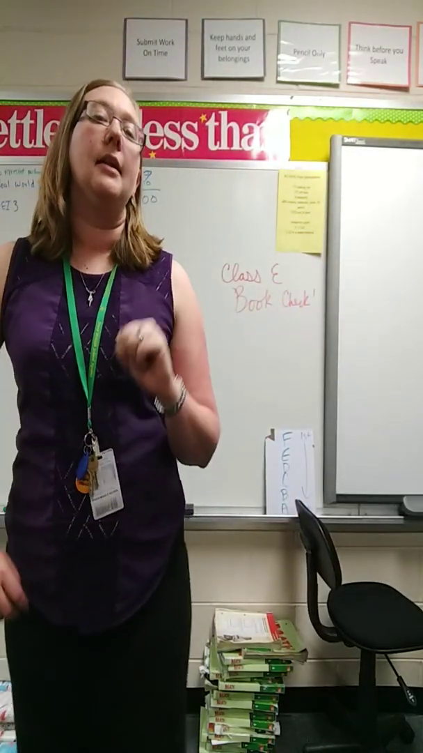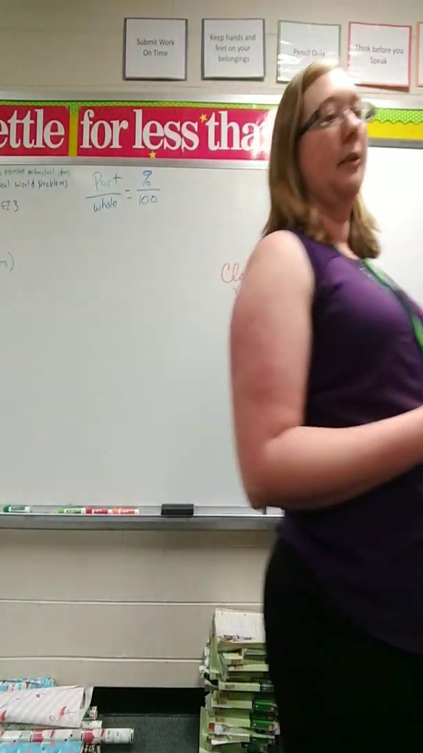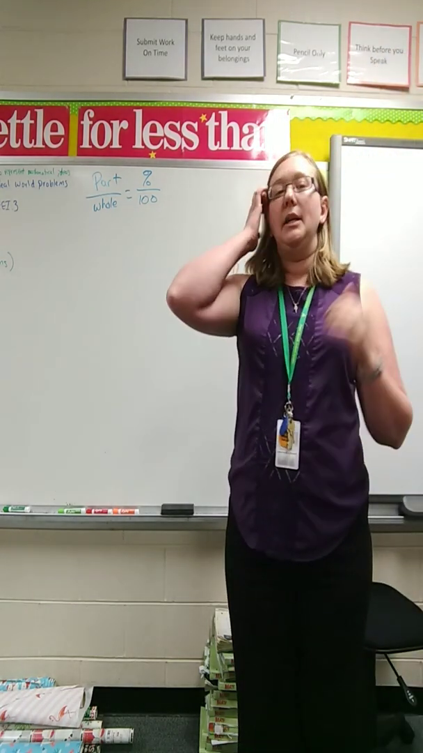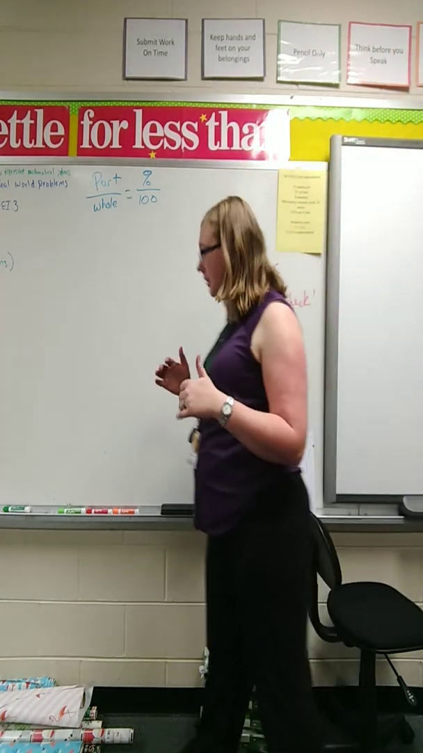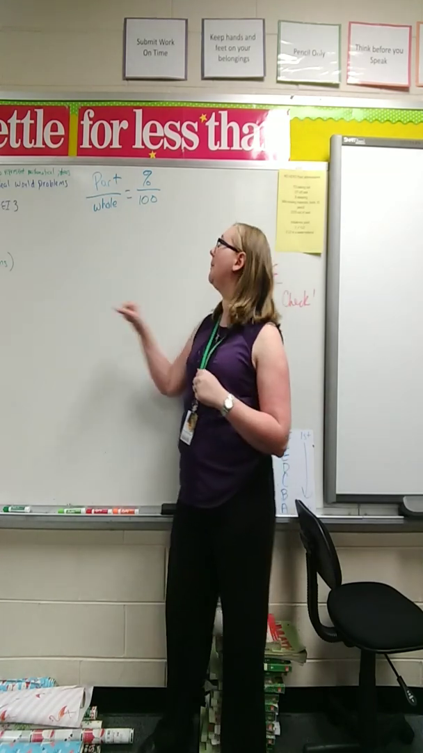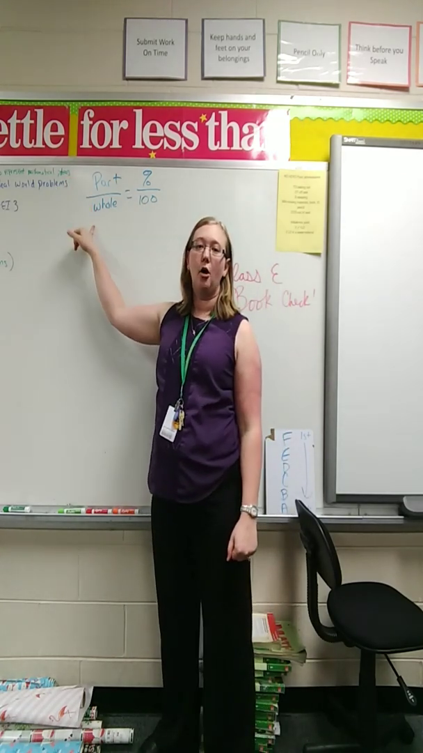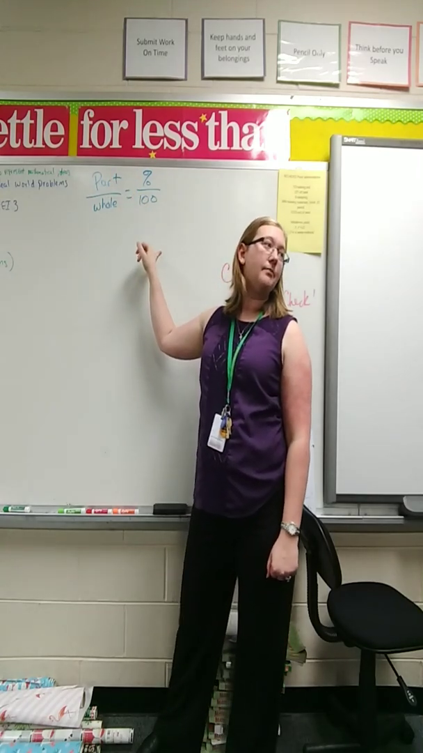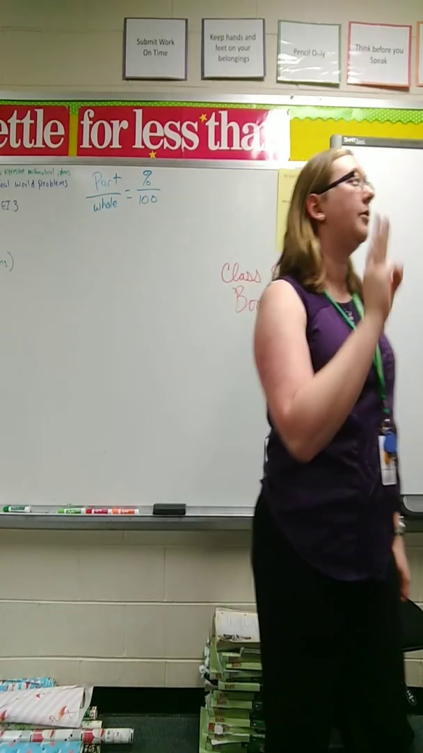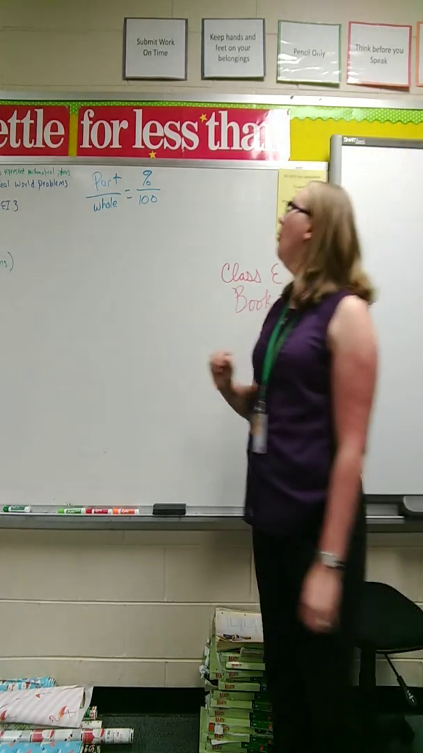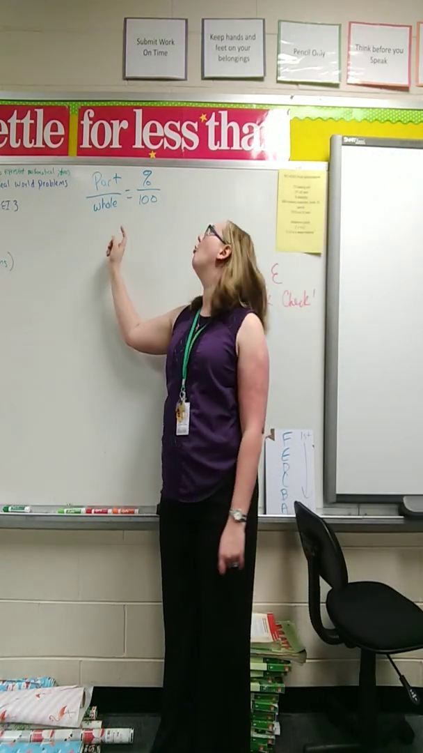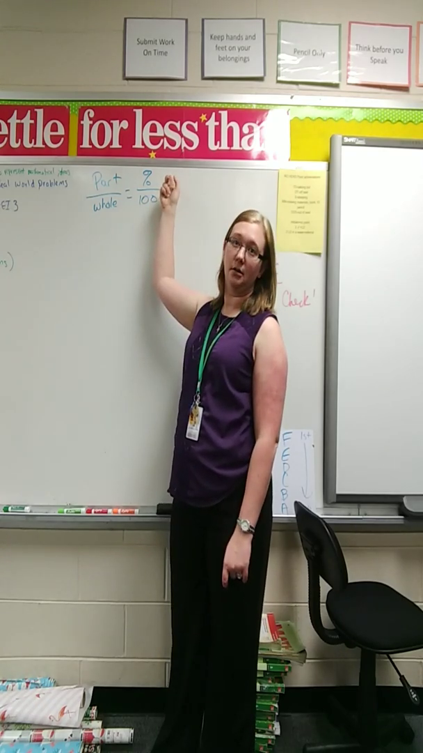So we are looking at lesson 6.1 in our Glencoe Accelerated Math book on using the percent proportion. We talked about how when we use that percent proportion, we're setting it up as the part over the whole equaling some percentage out of 100. We can be missing any one of three pieces of information. We can be missing the part, we can be missing the whole, or we can be missing the percent.